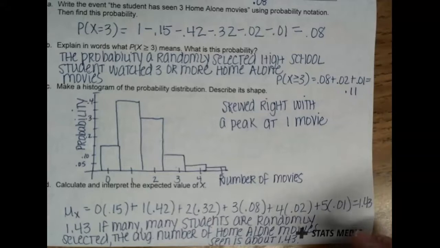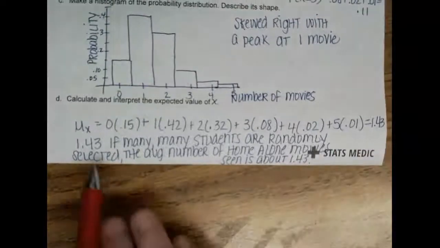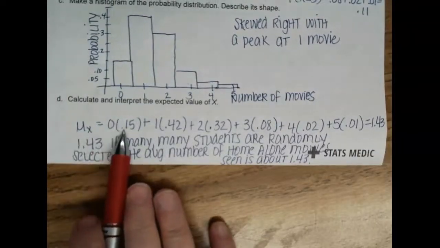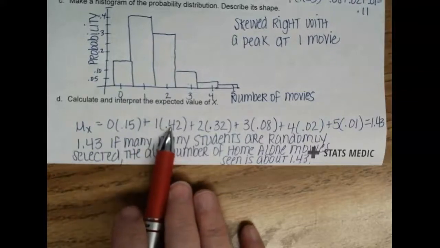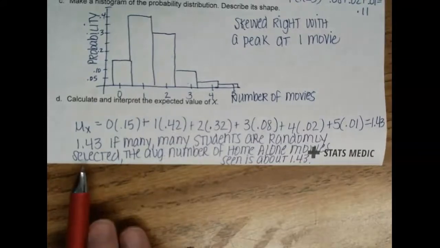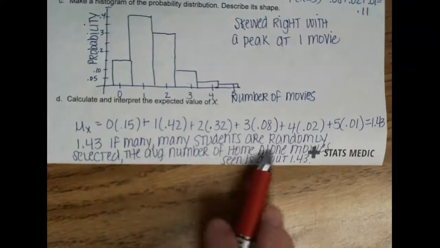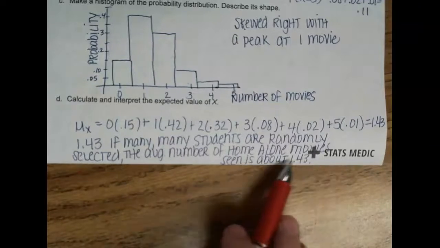All right, and our last one, calculate and interpret the expected value of x. Okay, so you take the outcome times its probability plus the outcome times its probability all the way across, and I got 1.43. So that means if many students are randomly selected, the average number of Home Alone movies seen is about 1.43.